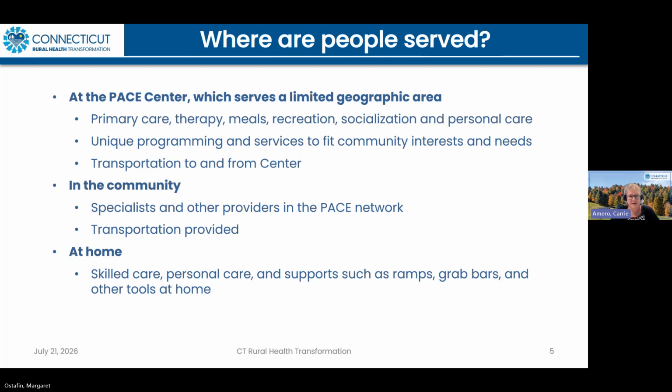And so they'll get a lot of services there, but anything that they can't get there from specialty providers or other things they need, they can get in the community, and transportation is also provided for that. And then in addition, they can get services at home depending on their level of care and what their specific needs are. They can get skilled nursing care, personal care, and all other kinds of supports that would help them live comfortably and safely at home. Next slide.